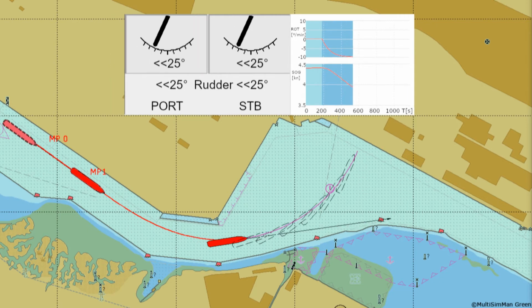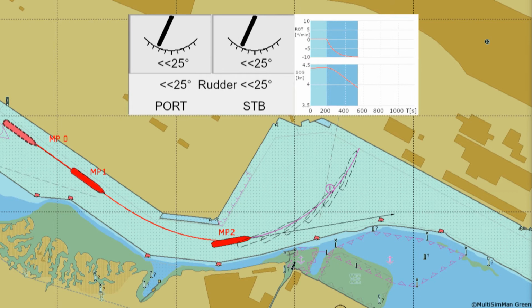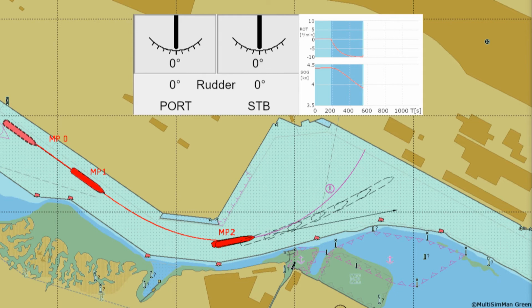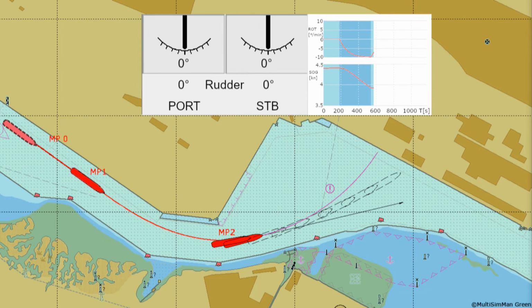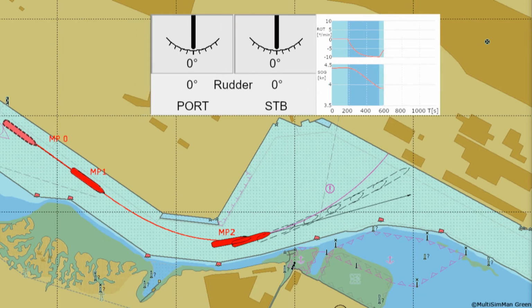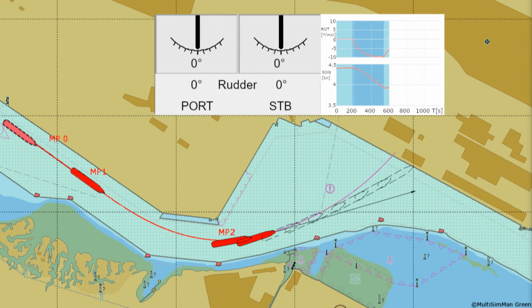The required course is achieved after 6 more minutes. The rudder is set amidships at this maneuver point to stop the turning. Meanwhile, the ship's speed starts to increase due to reduction of resistance. The ship turns just a bit more than the required course to port, so a counter-maneuver is not necessary.